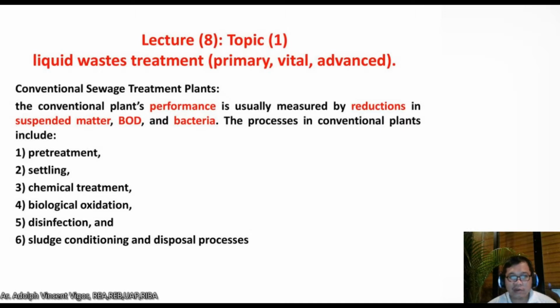So conventional sewage treatment plants. The conventional plant's performance is usually measured by reductions in suspended matter, BOD, or biochemical oxygen demand, and bacteria. So the processes in conventional plants include: the first is pre-treatment, second is settling, the third is chemical treatment, the fourth is biological oxidation, the fifth is disinfection, and the sixth is sludge conditioning and disposal process.